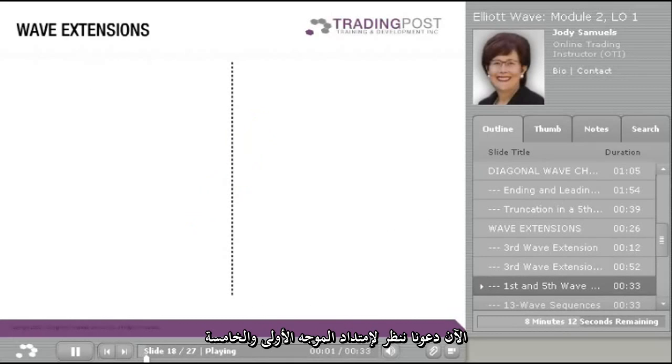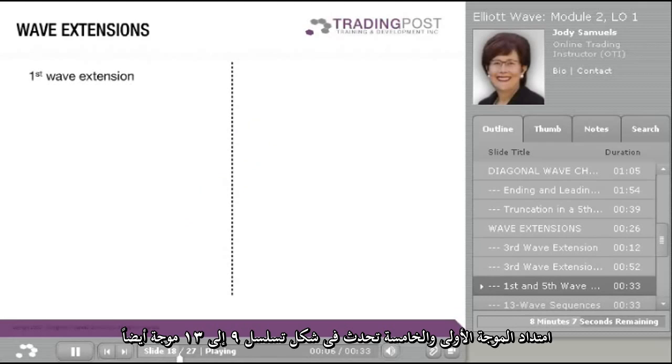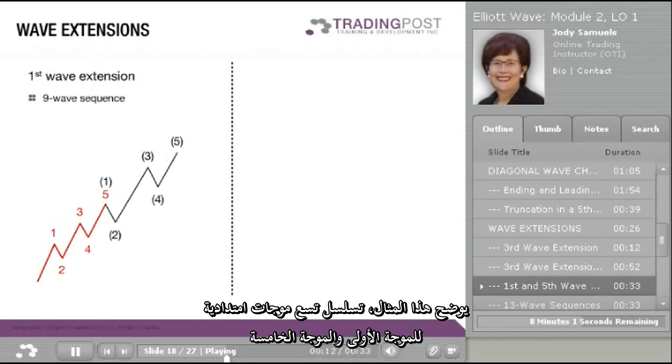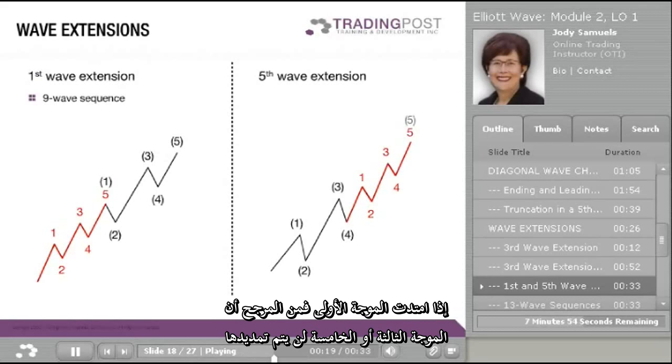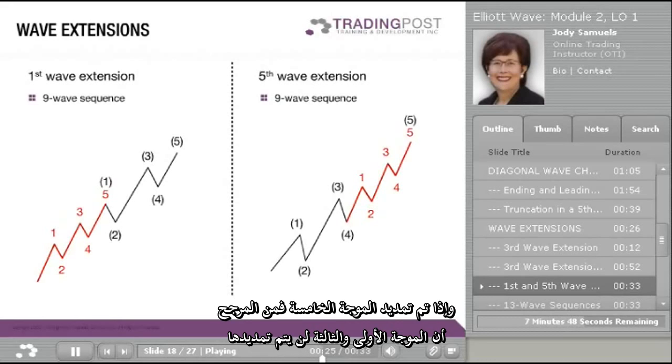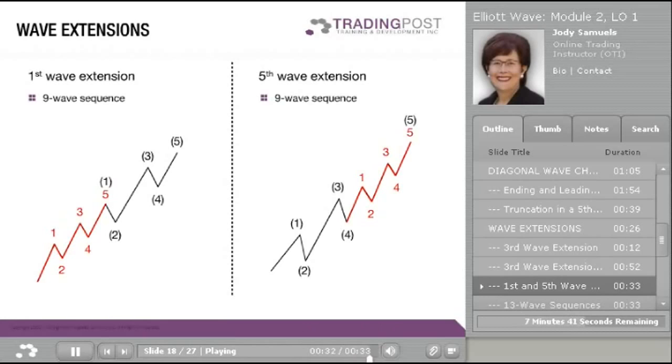Now, let's look at wave 1 and wave 5 extensions. Waves 1 and 5 extensions also occur in the form of 9-wave and 13-wave sequences as well. This example shows 9-wave sequences for the wave 1 and wave 5 extension. If wave 1 is extended, it is likely that waves 3 and 5 will not be extended. And if wave 5 is extended, it is likely that waves 1 and 3 were not extended.